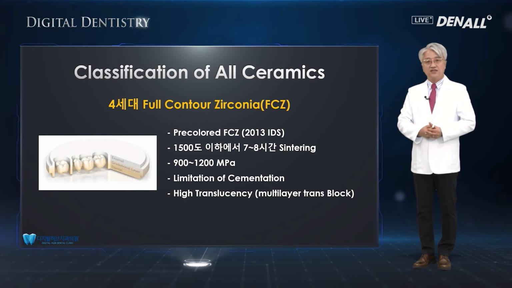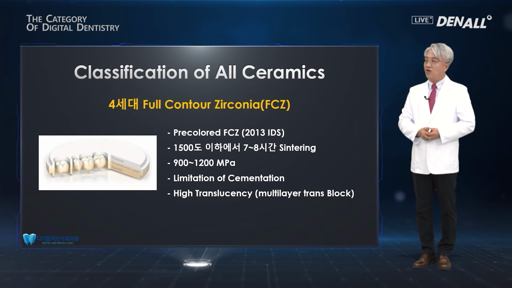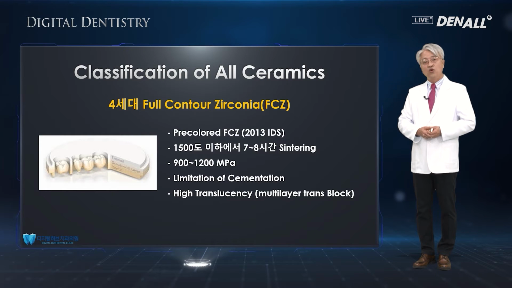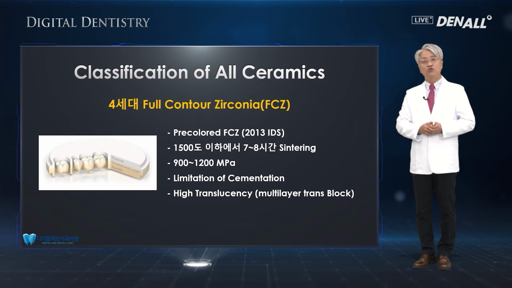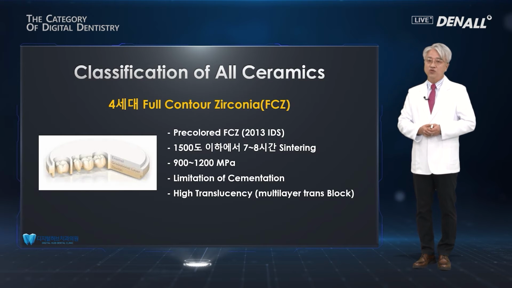So then we come to the fourth generation, which we now use a lot. This is full contour zirconia. These days, color has also been improved, so you can even use it on the interior side. And this zirconia requires about 7 to 8 hours, or up to 20 hours, of sintering at 1500 degrees. With crystallization, strength and color are improved, and the strength is about 900 to 1200 megapascal. So even on the posterior side in a bridge, it can stay strong.